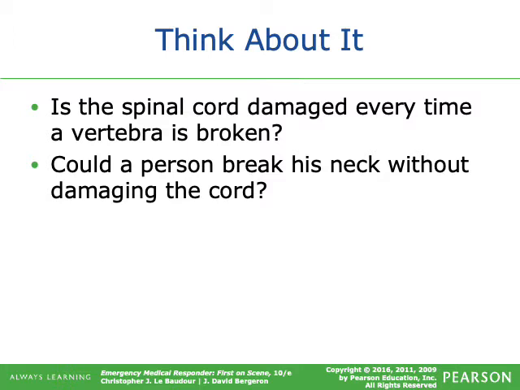All right, is the spinal cord damaged every time a vertebra is broken? The answer to that is no. Could a person break his neck without damaging the cord? Yes, that can happen. That's why you apply a cervical collar to prevent cord injury, even if there is a broken neck.